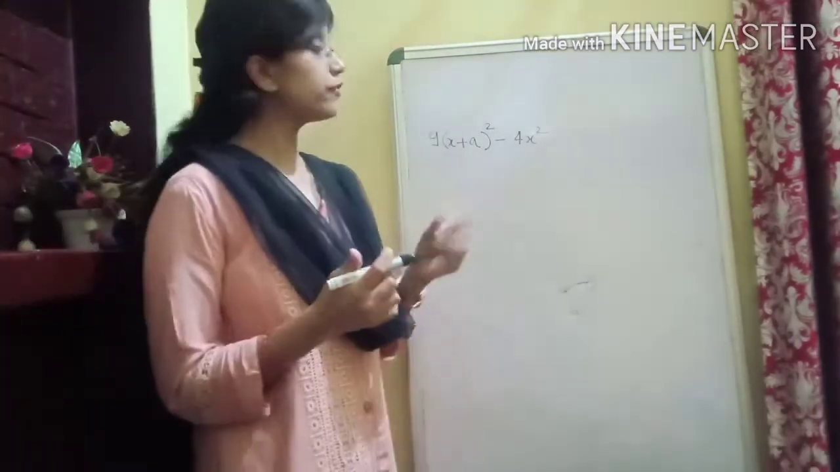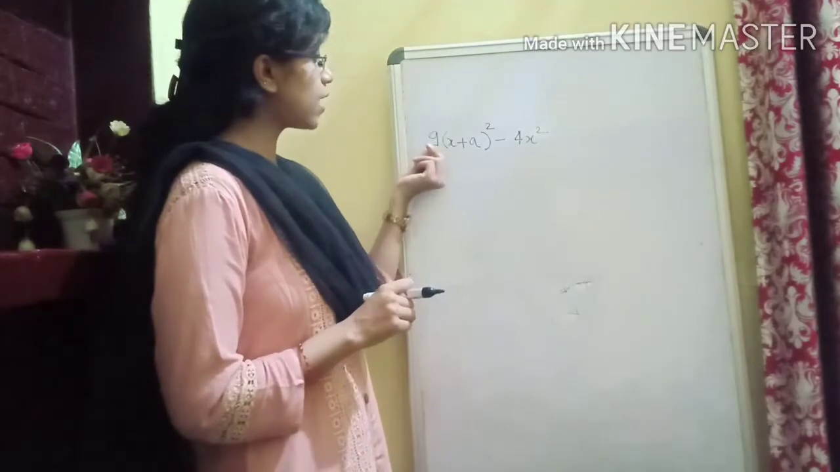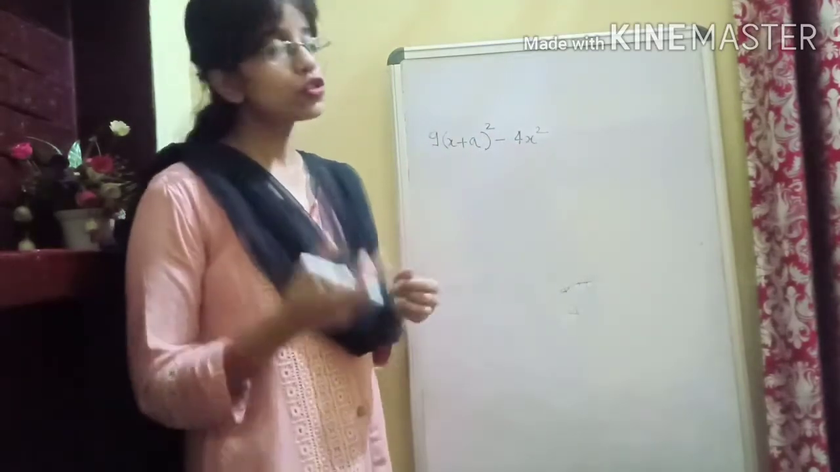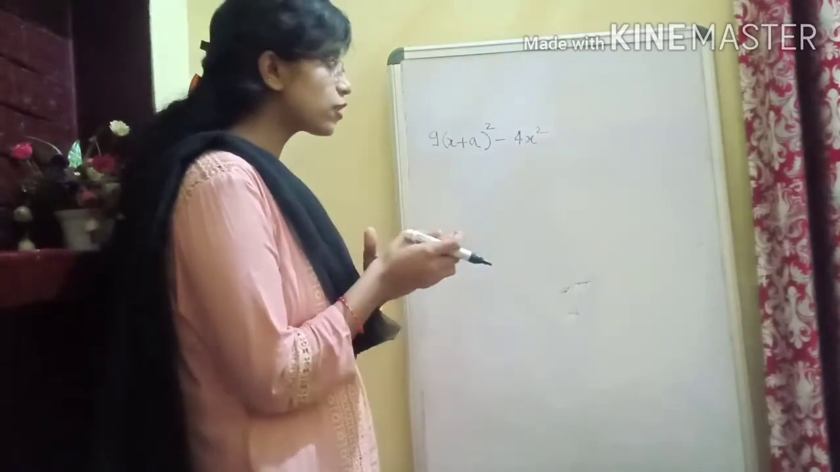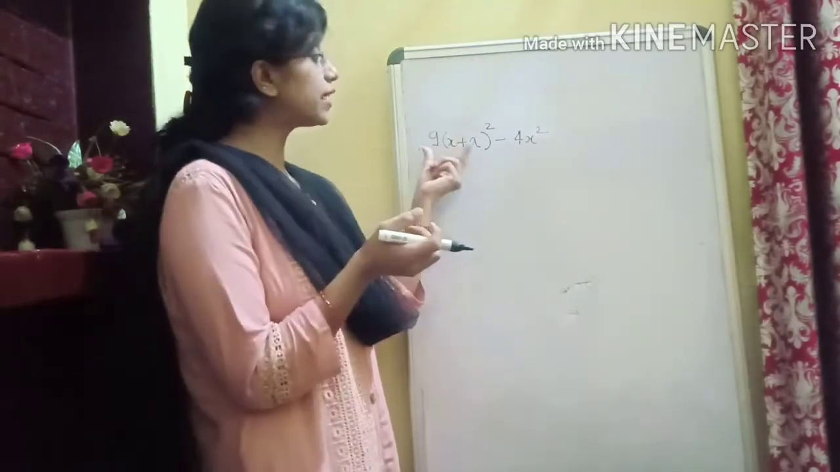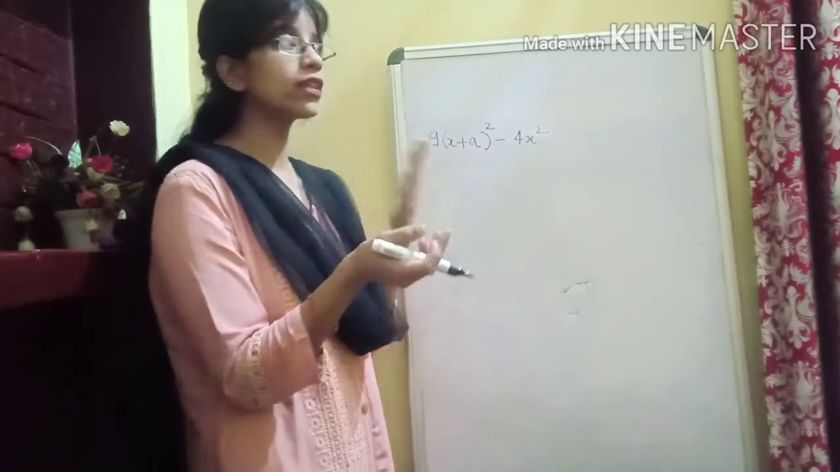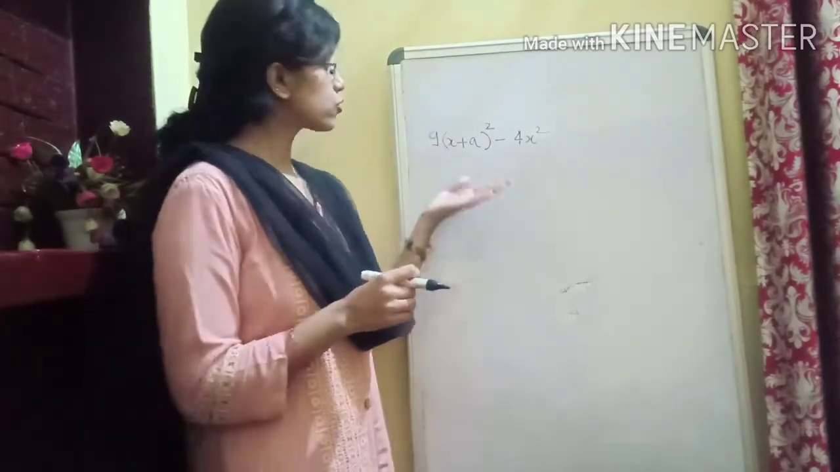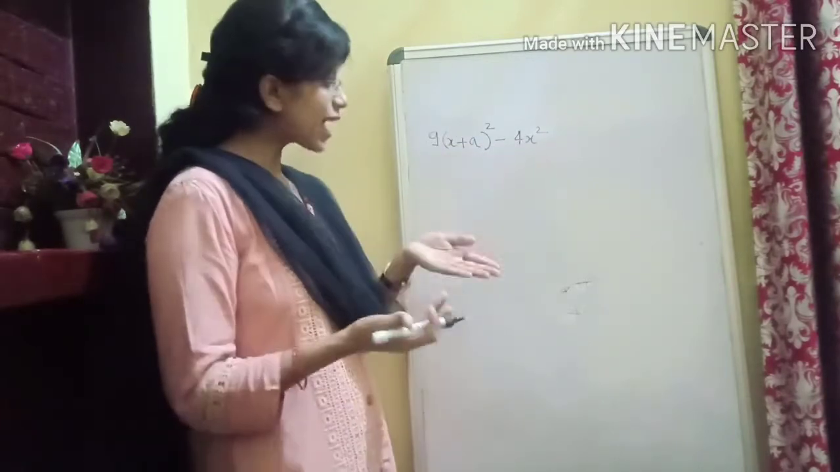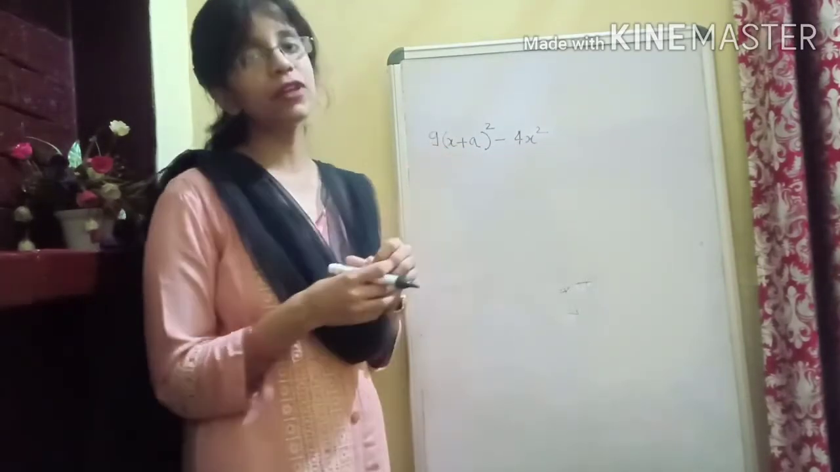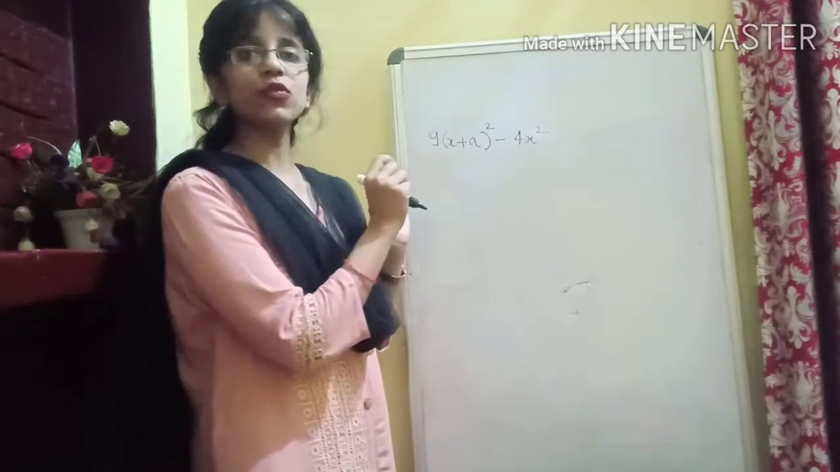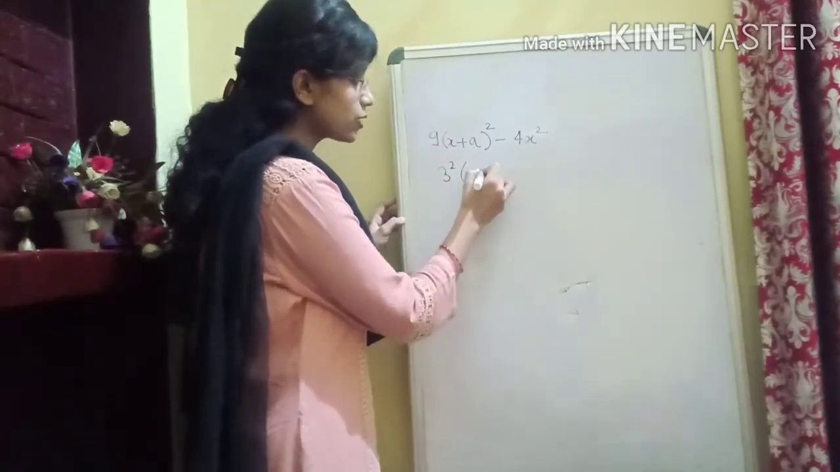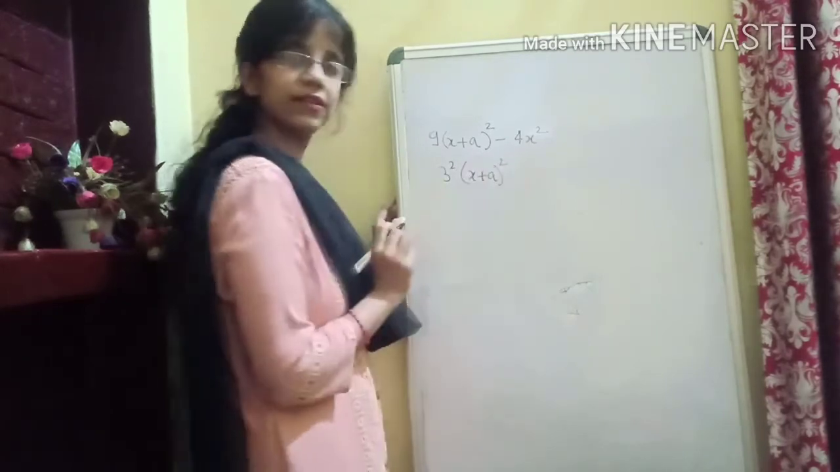Okay, here we have our next question. This is (3x plus a) whole square minus 4x square. So we have to factorize the question. Before applying any identity, like a square minus b square, we see if anything is common. Here nothing is common, and we see that we can make it a perfect square. 9 is a perfect square of 3. So we can write it as 3 square and x plus a whole square, isn't it?